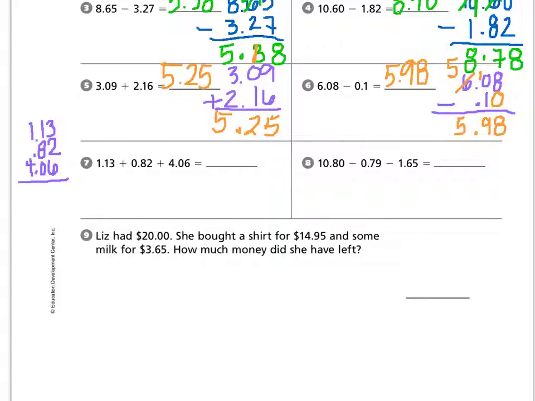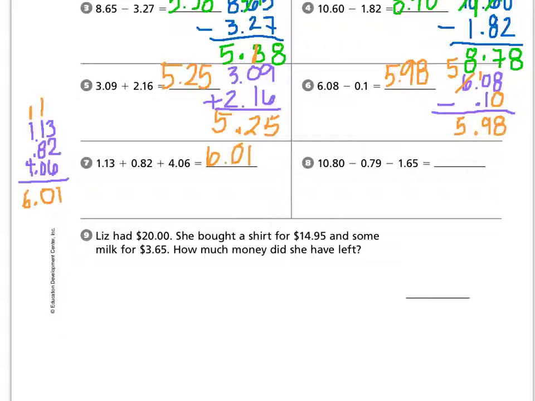For number 7, we're going to be adding, so I've lined them all up. I have 3 plus 2 is 5, plus 6 more is 11, carry the 1. 1 plus 1 is 2, plus 8 is 10, so I put the 0 down and carry the 1. I'm going to go ahead and put my decimal down before I forget it. 1 plus 1 is 2, plus 4 more is going to be 6. So your answer is 6 and 1/10.